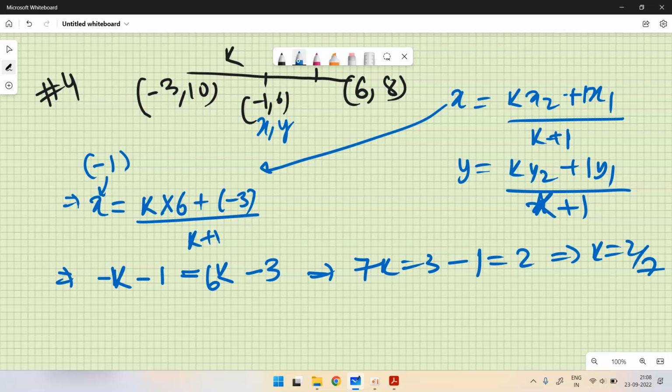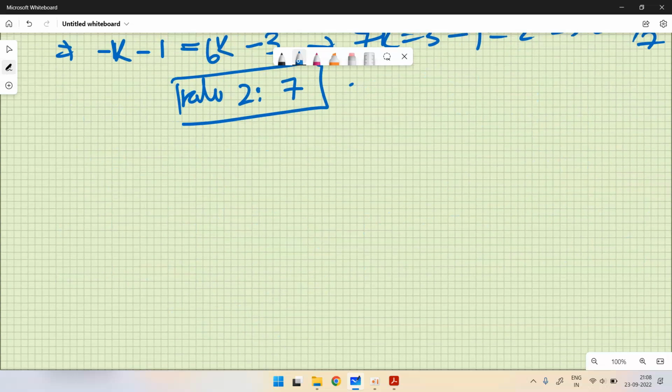What is the ratio in which this point is dividing the segment? The ratio is 2 is to 7. This point is dividing this line segment in the ratio 2 is to 7, and that is the answer.